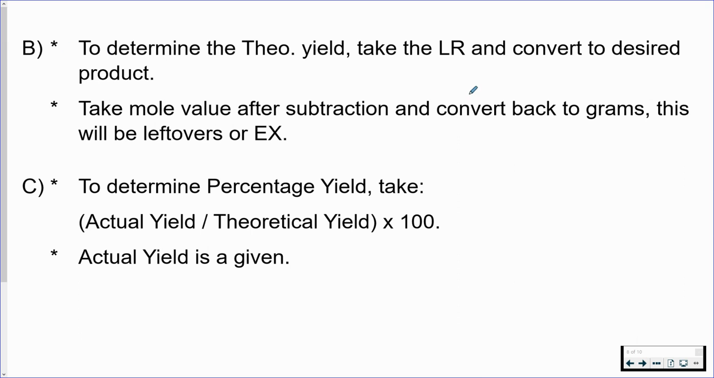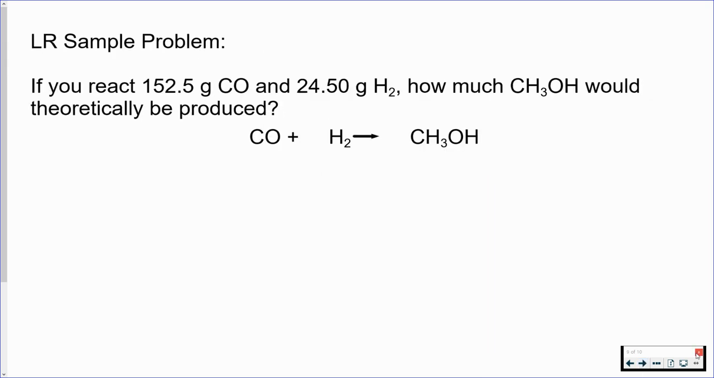Then we have B. You can take your theoretical yield. This is determining how much is left over. Your theoretical yield is what you get when you take your LR and convert it to your product. When you subtract the other side of your T-chart, you should have a positive value. If you take that back to grams, or whatever unit it started in, you can find out your excess. And then finally, C, percent yield: you take your actual yield, which would be given to you, divided by your theoretical yield, which is what you determined, times 100, and you get your percent yield. So let's try one.